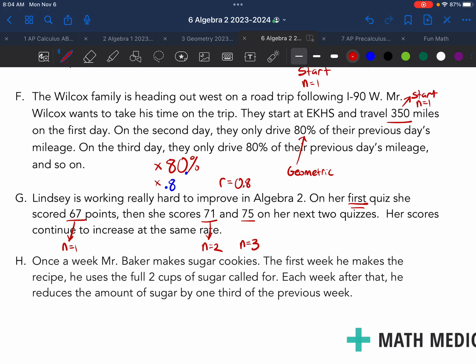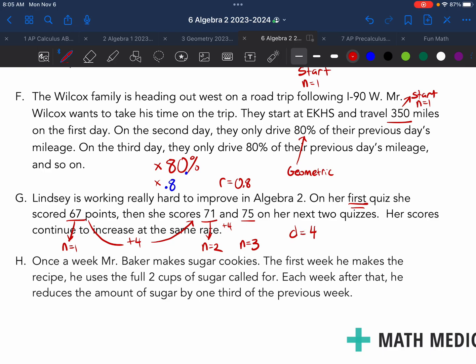Her scores continue to increase at the same rate. So what rate is it doing? Are we multiplying? Are we adding? To get from 67 to 71, it seems like we're adding 4, because I don't know how to multiply by something to get from 67 to 71. So I think I'm doing plus 4. I think it's plus 4 again. Check it out. Yeah, so 71 plus 4 is 75. So I think we're constantly adding 4. I think that the common difference here is just a positive 4.